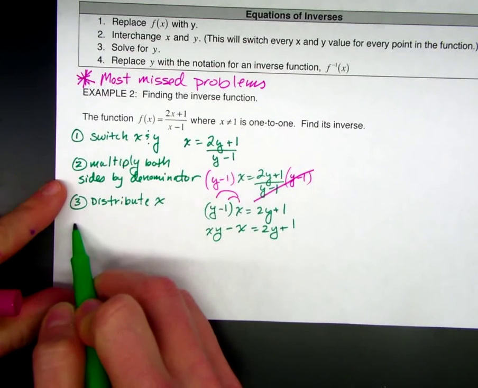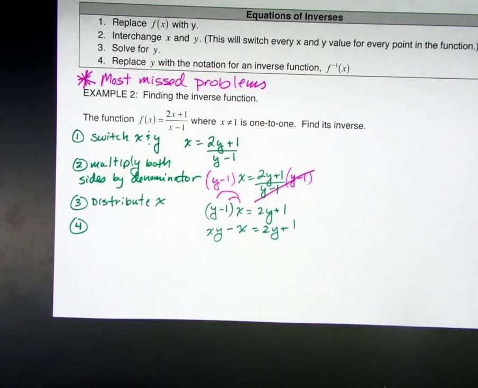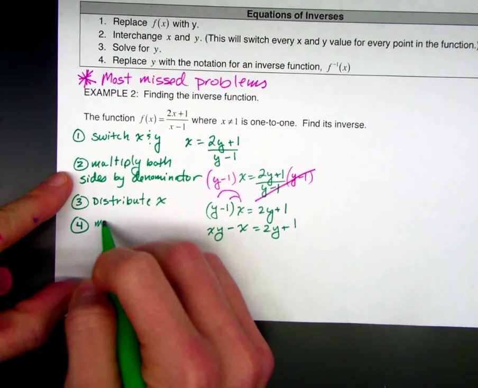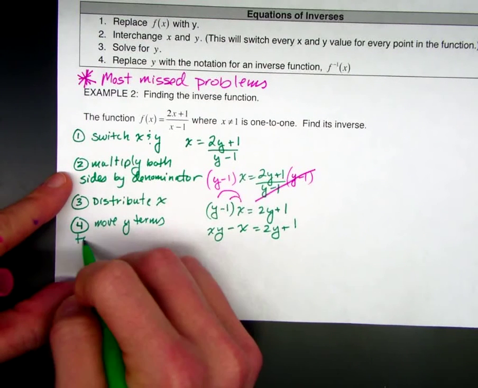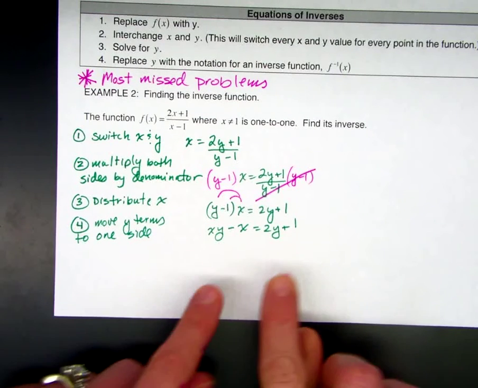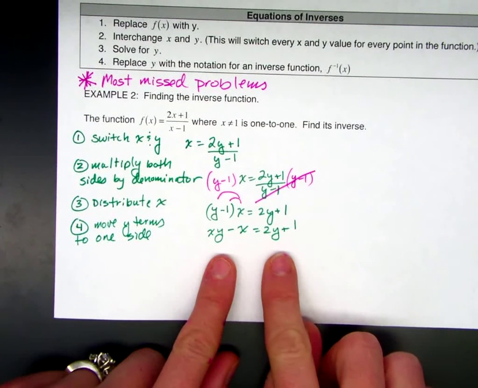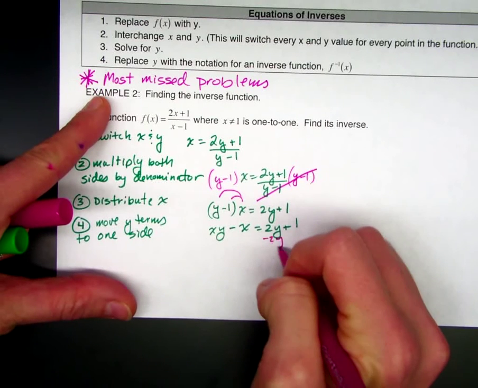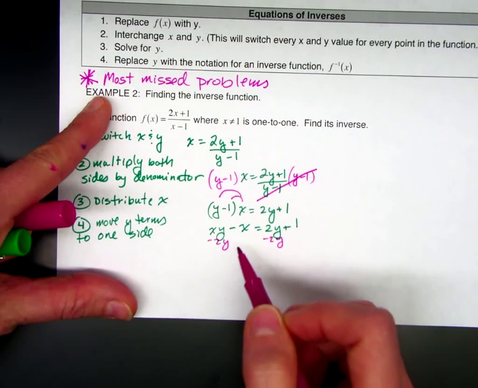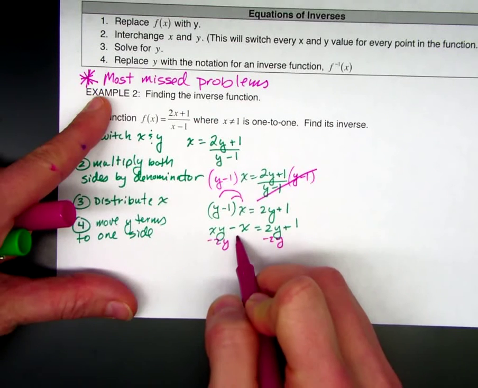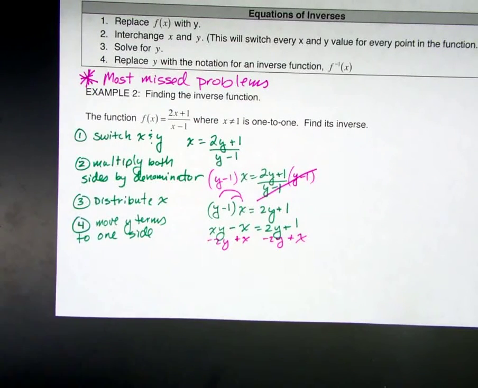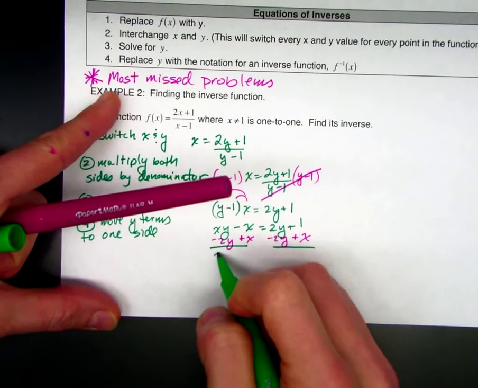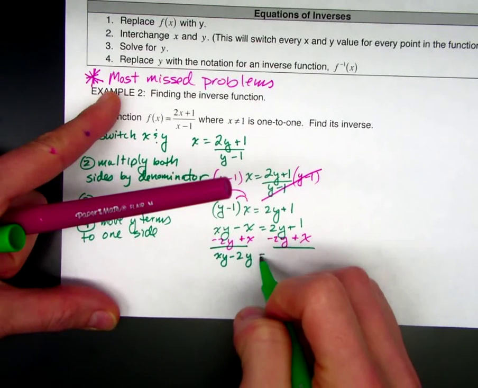All right, so once we have this, what are you going to do? Move y terms to one side. So how many y terms do we have right now? We have 2, so we're going to move one of them. But not only are we going to move the y terms to one side, we only want the y terms on that side. So let's say I decide to subtract 2y. What do I need to do on the left-hand side to get the y terms by itself? Good. We're going to add x. So once we do that, we have xy minus 2y equals x plus 1.